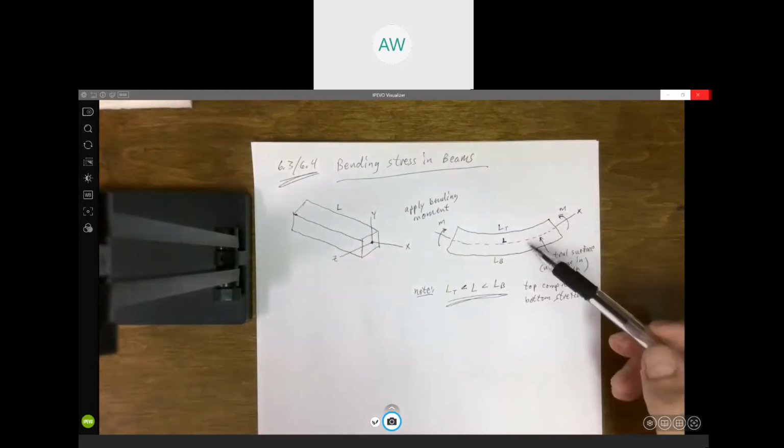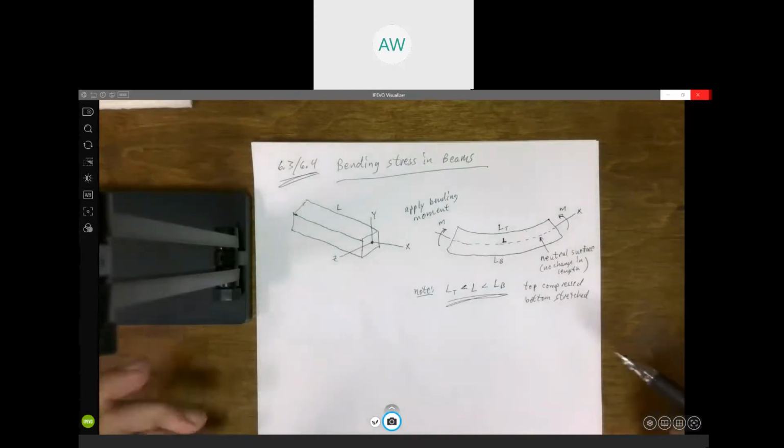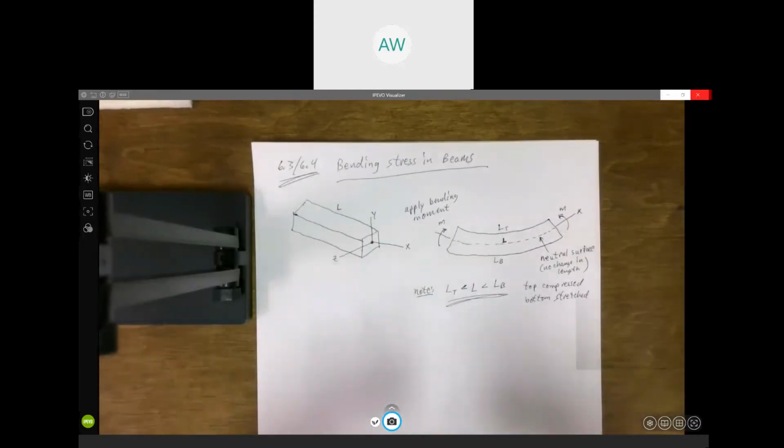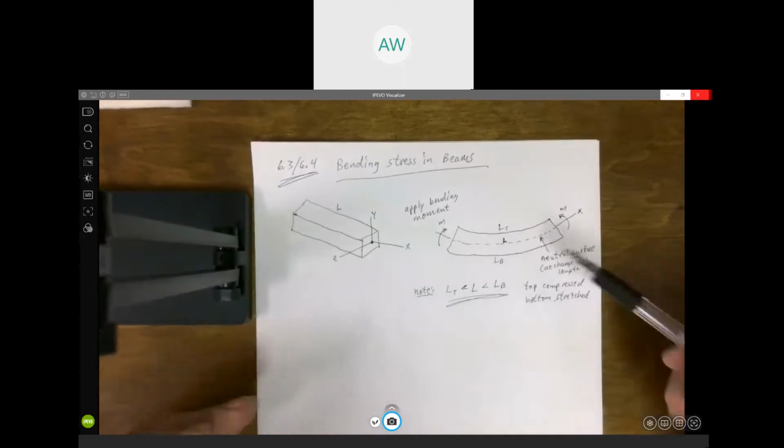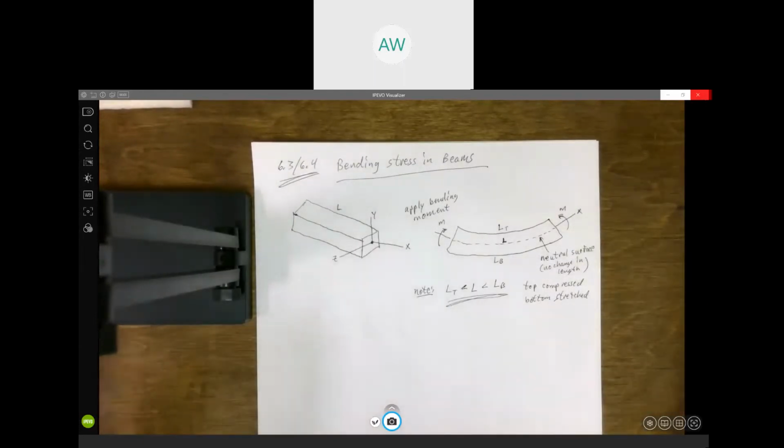So anywhere above that neutral surface is being compressed. It's getting shorter. It's going to be in compression. We're going to have a compressive normal stress. Anywhere, in this case, below that neutral surface, it's getting stretched. And so it's going to have a tensile normal stress.